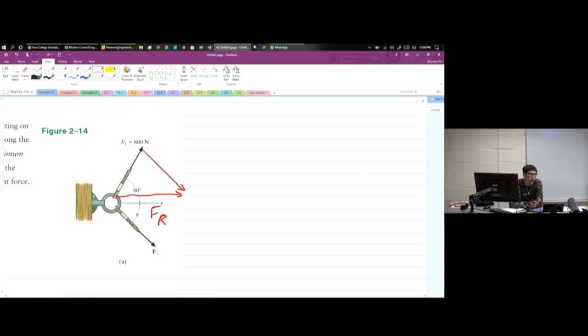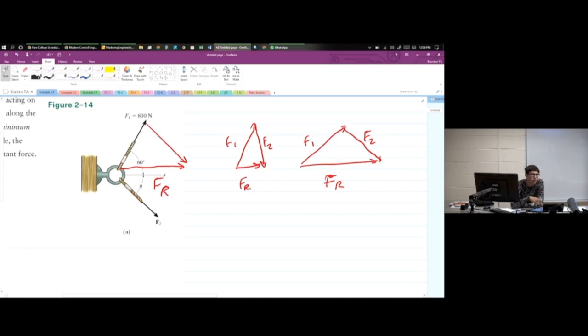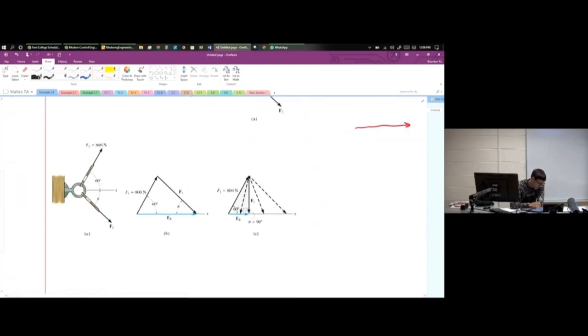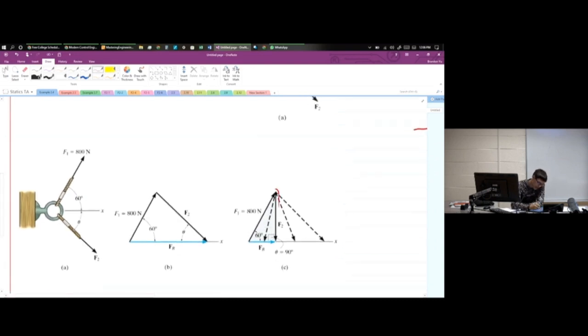Since we don't really know the angle or the magnitude of this force, we could make a lot of different triangles. It could look like this, where this would be your F1, this is F2, and this is FR, or it could be like this, where it's a lot less steep. Going by what we know about triangles, this F2 line will have the shortest length when it makes a 90-degree angle with the resultant force. So that means this line right here will have the lowest magnitude.